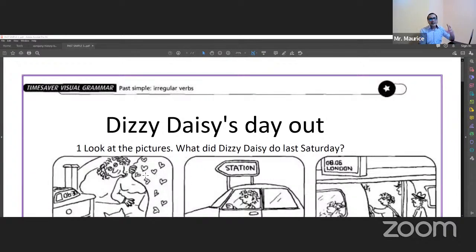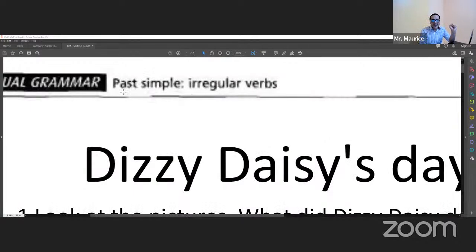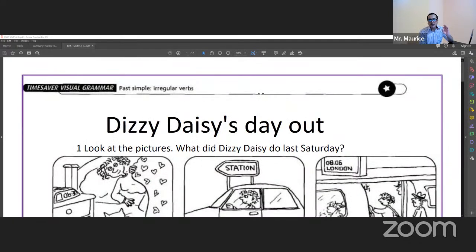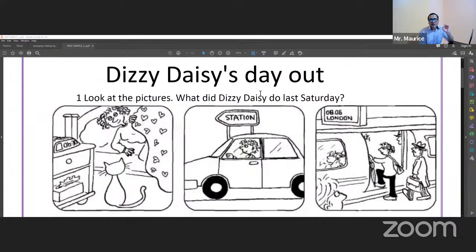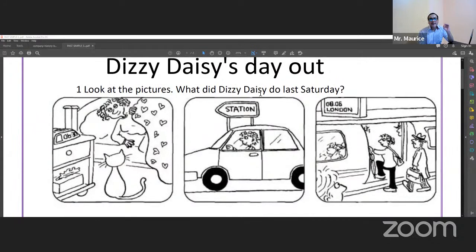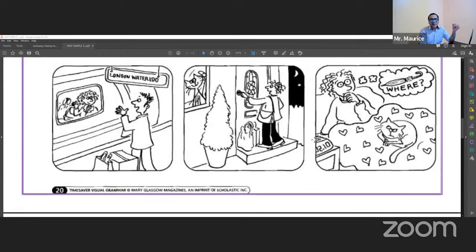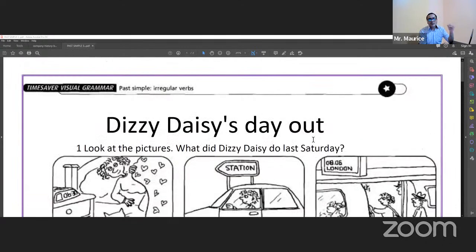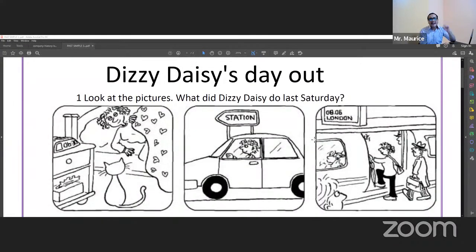So, as you can see, this is about past simple irregular verbs. Okay? So, what are you going to do? Listen, please. You are going to describe Daisy's day out. In other words, I need you to look at the pictures. You see all these pictures over here? Look at all these pictures and start describing. Use the simple past tense irregular verbs.